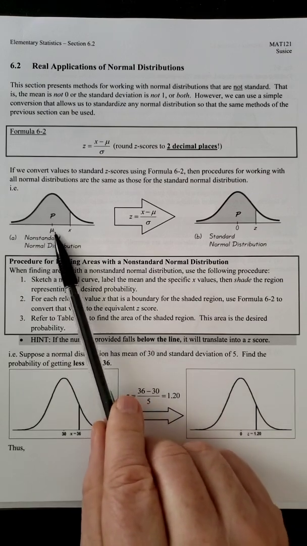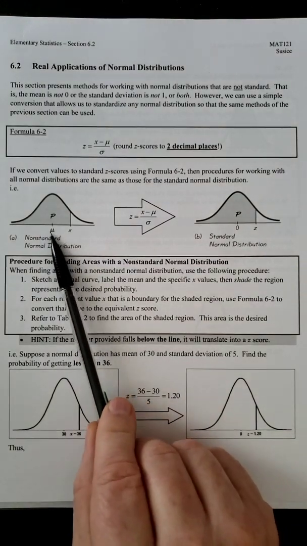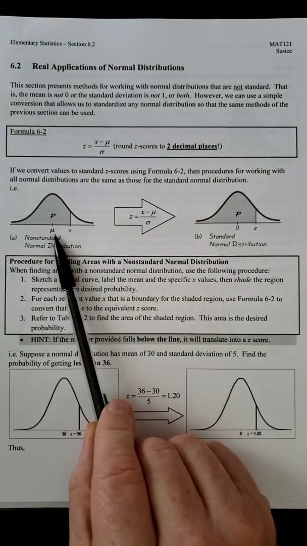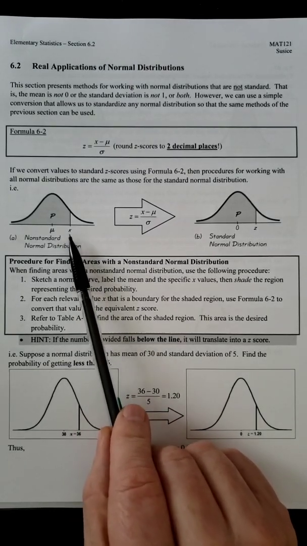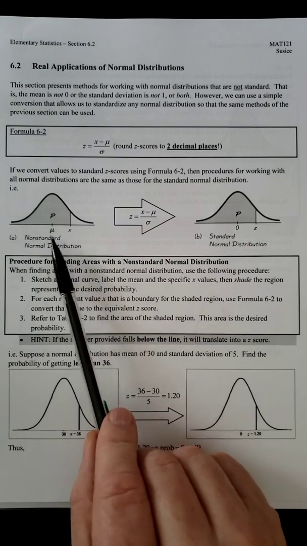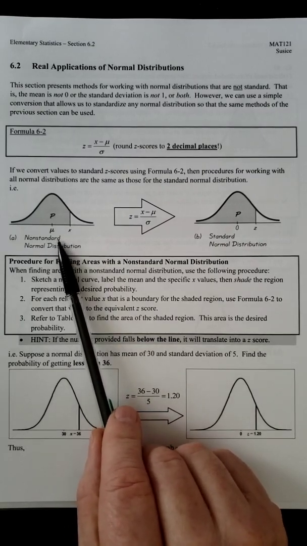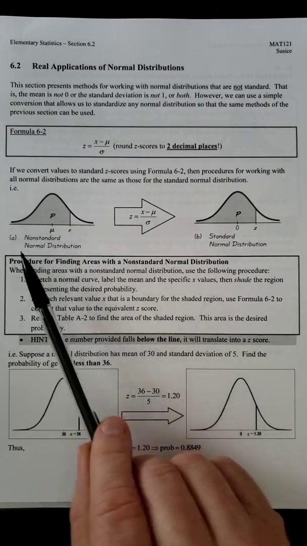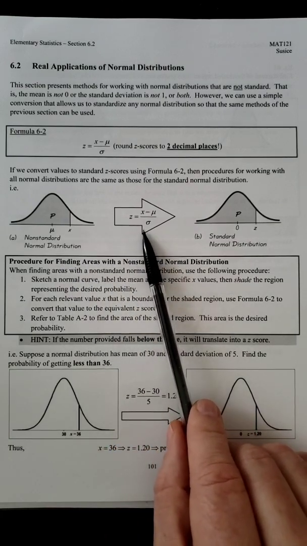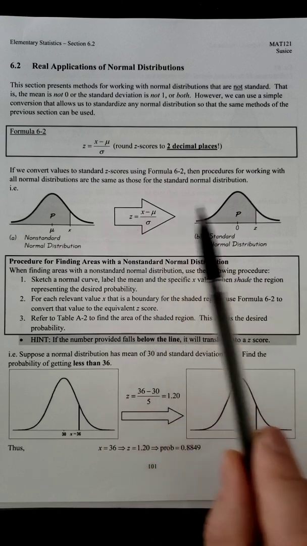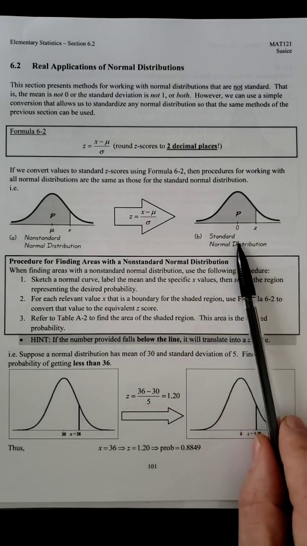So we're essentially going to have a non-standard situation, so the mean won't be 0, but it's still in the middle. And then we're going to be looking at a specific value of x related to that information. And it's going to be either shaded to the left or to the right or in between. We'll standardize the value of x by changing it to a z-score, and then we can use the table to find the probability.